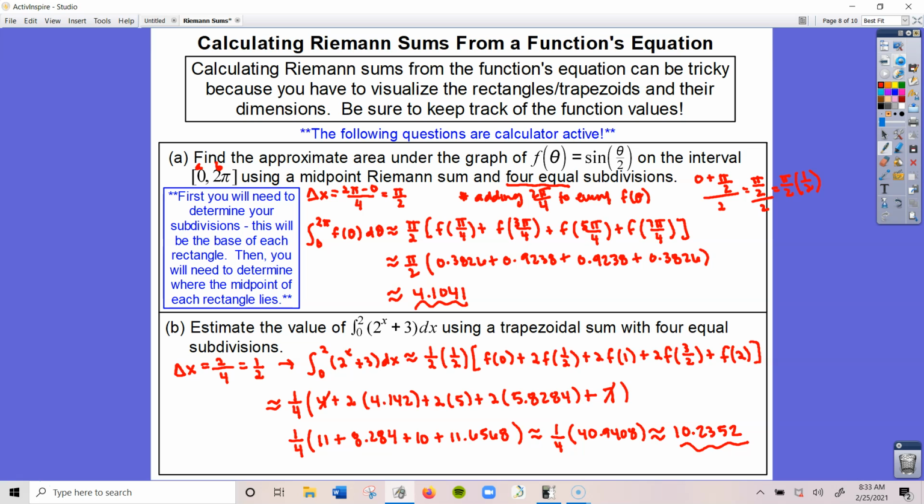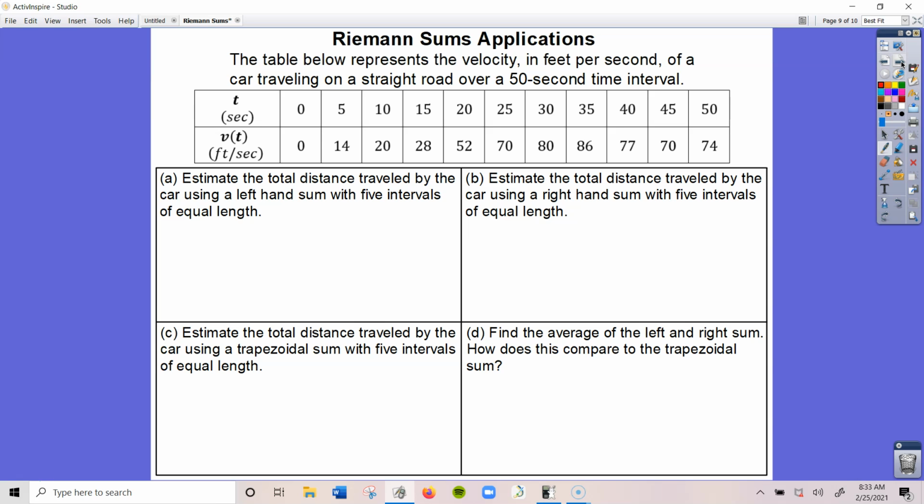Okay, we're almost there. We're going to look at some applications. And these are like examples of what you might see in an FRQ. It says here, the table below represents the velocity in feet per second of a car traveling on a straight road over a 50-second time interval. Estimate the total distance traveled by the car using a left-hand sum with 5 intervals of equal length. So as you can see, all of these seconds here, they go by 5. So they are all equal length, but we want 5 sub-intervals.